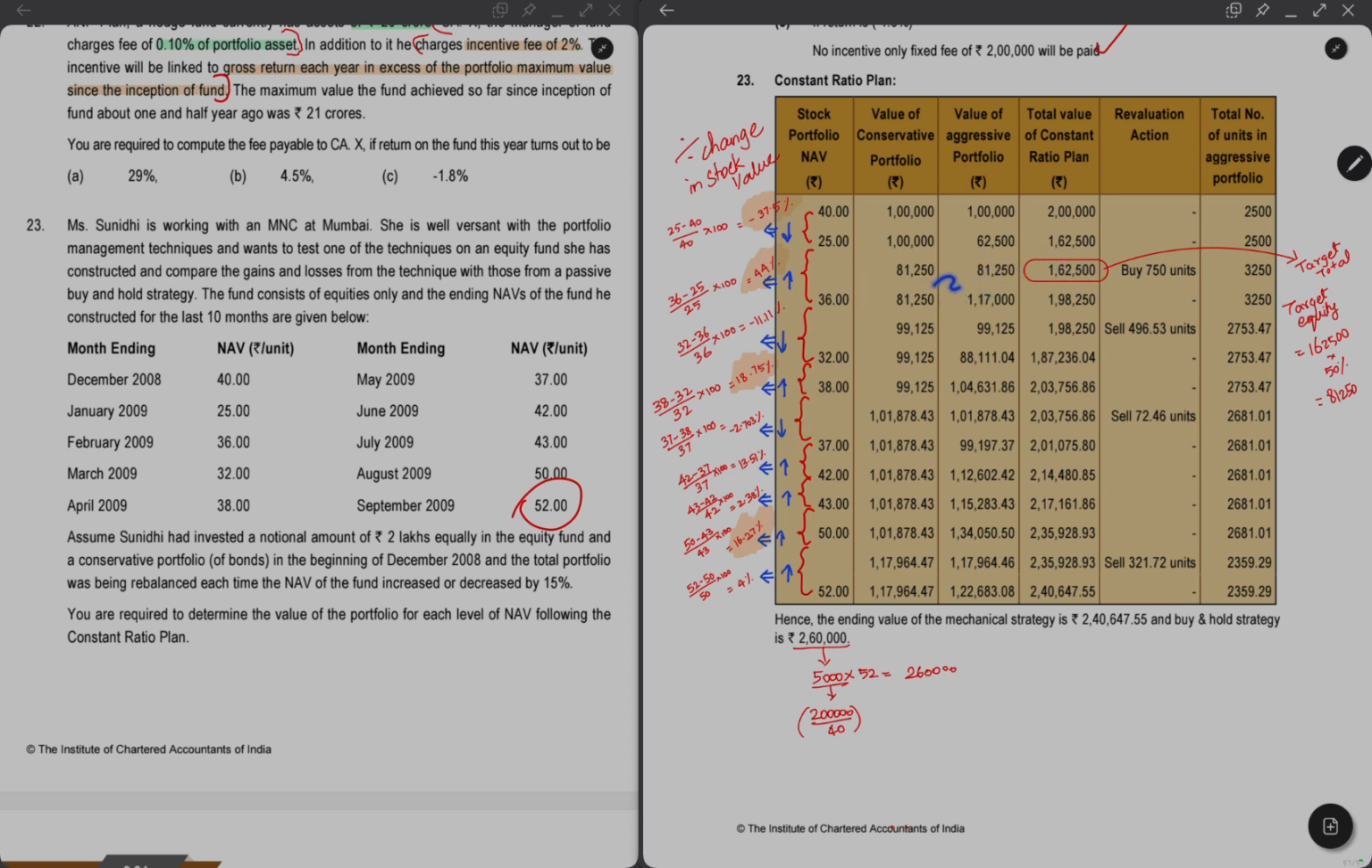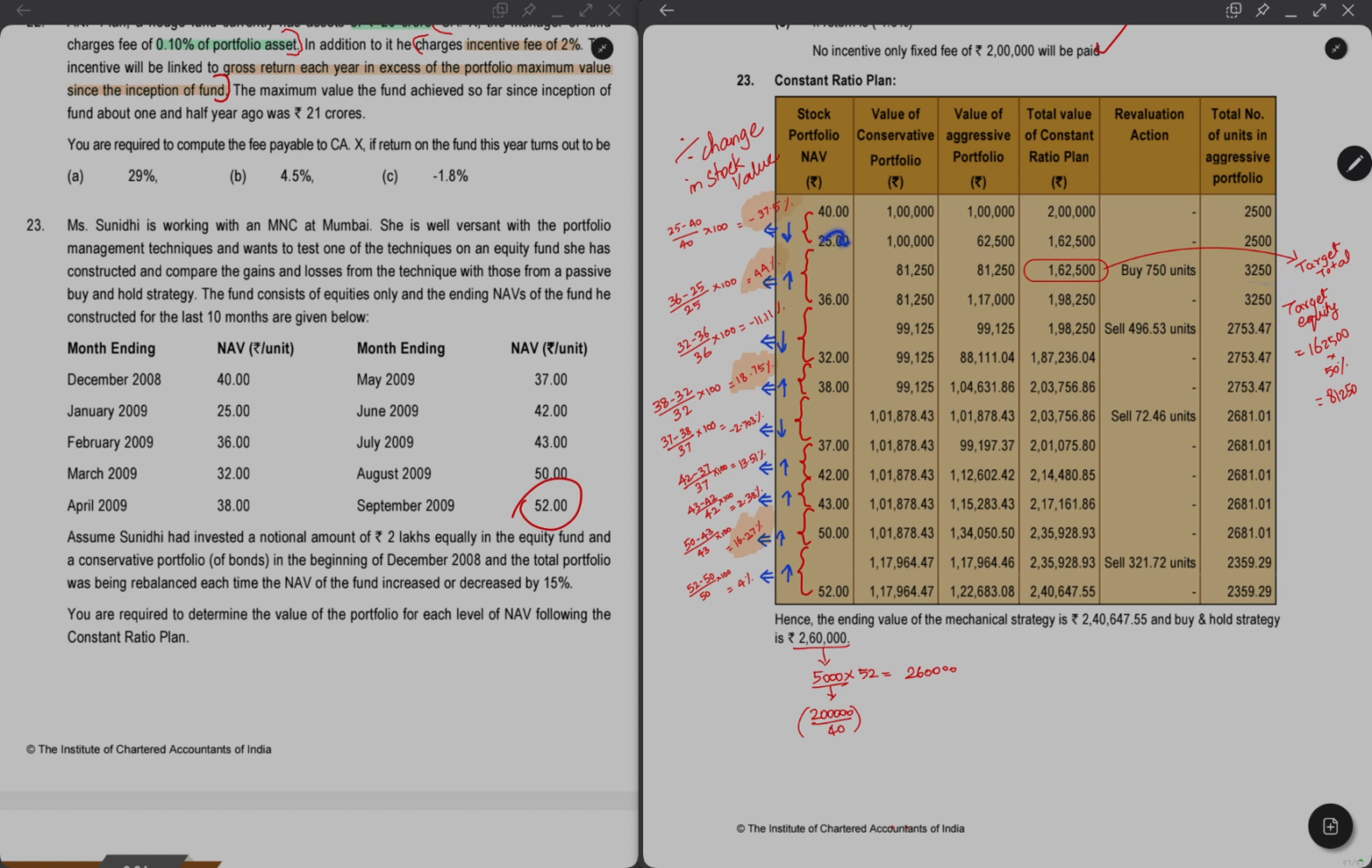Since it triggered the percentage, now this 1,62,500 has to be in the constant ratio plan. Hence from 62,500 it has to be increased to 81,250, because we have to maintain that 50:50 ratio. While increasing this portion, we have to reduce the conservative portfolio. One security has to be decreased and the other has to be increased. In our case it is the equity fund, and on revaluation we have to buy 750 units, which adds up to the existing balance of 2500. The balance will become 3250.